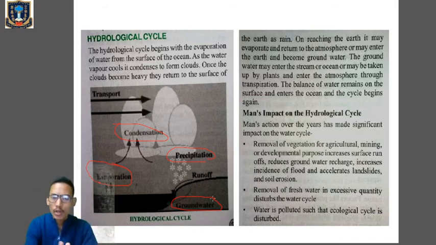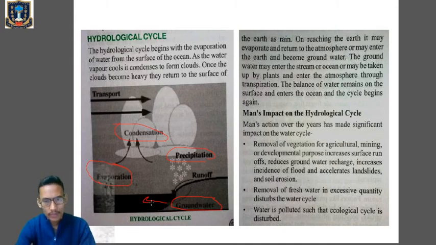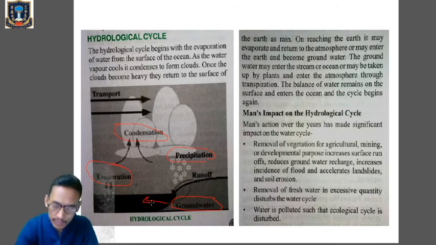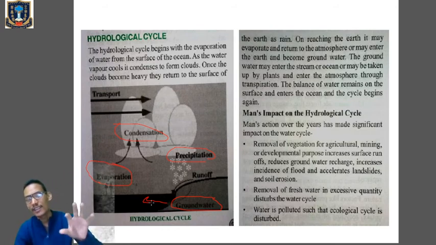Okay, now the groundwater, you can see over here, the groundwater may enter the stream, or in fact it may enter the ocean also. Clear? Or it may be taken up by the plants and enter the atmosphere through transpiration, because whenever the plant absorbs excess amount of water, the water needs to be lost by the process of transpiration. And what is transpiration? The loss of water in the form of water vapor from the aerial parts of the plant. Clear? So the balance of water remains on the surface and enters the oceans, and the cycle begins again.